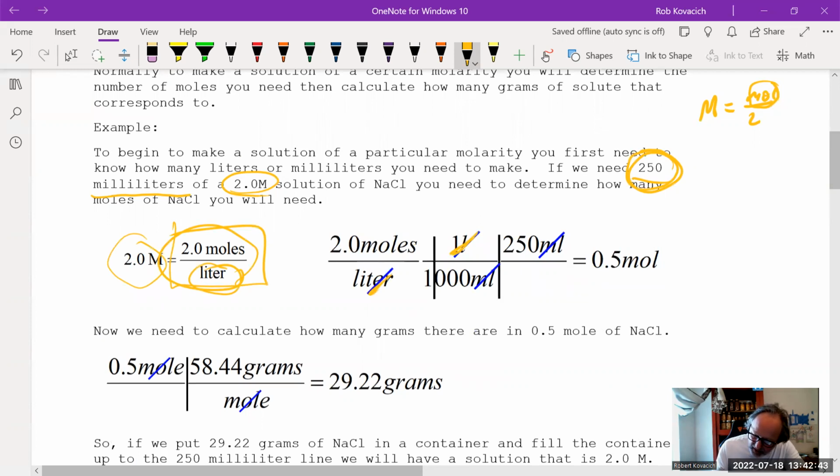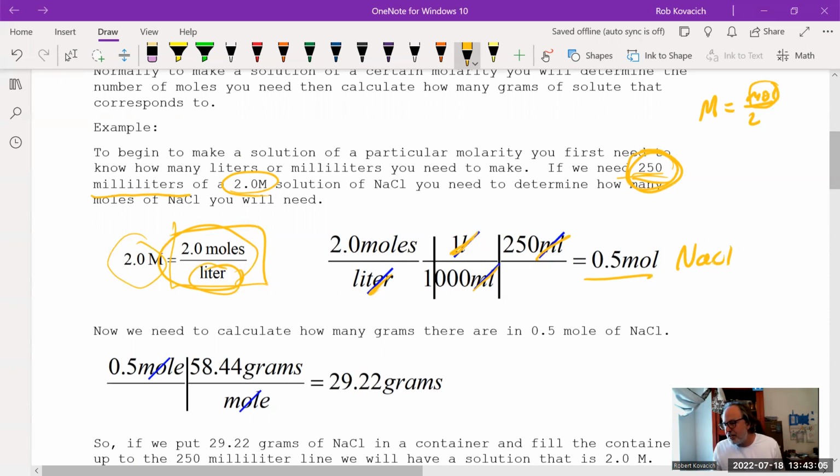Then I take the 1,000 milliliters, which is what a liter is equal to, and set it up so the milliliters cancel out, which is the volume that I'm actually using. Then I do a multiplication and a little division, and I end up with a half a mole. In this case, the solute is NaCl, so I need a half a mole of NaCl. How much is a half a mole of NaCl?